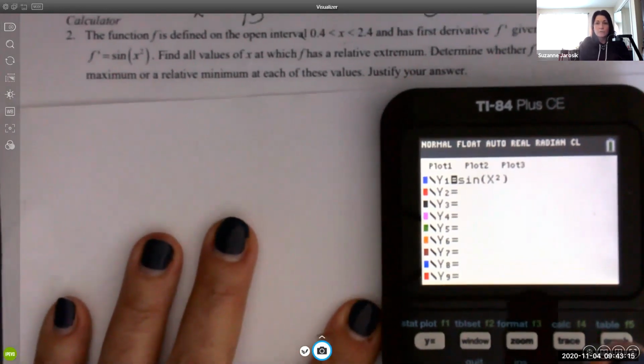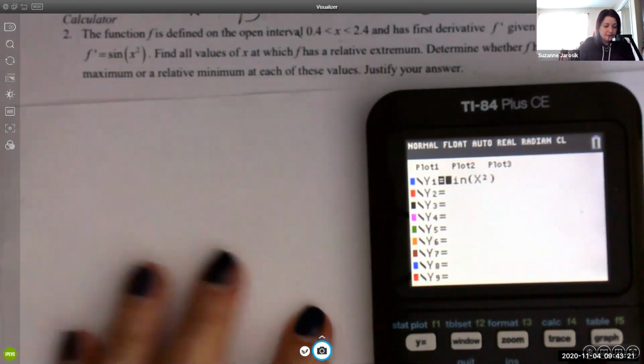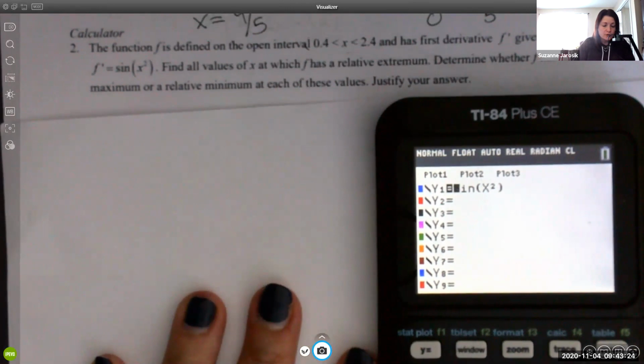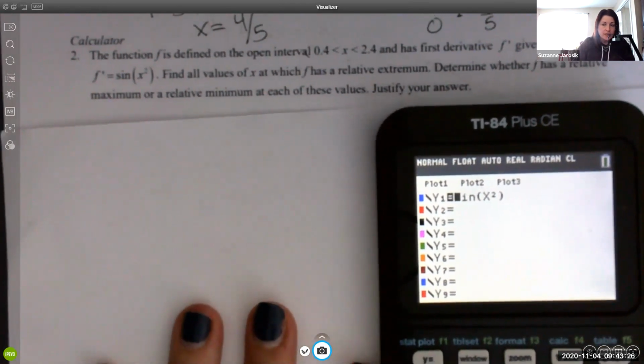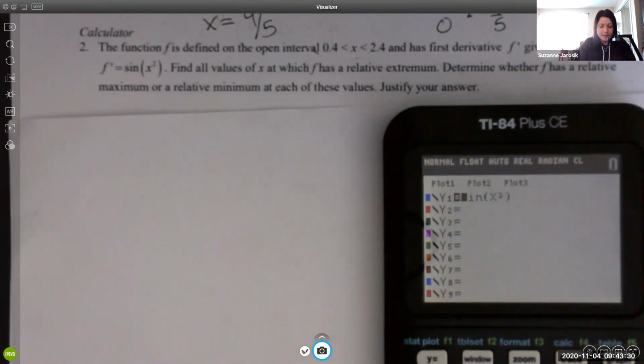Okay, we're back. Hopefully this is actually working. So the next question is a calculator question. Function f is defined on the open interval from 0.4 to 2.4 and has a first derivative given by f prime equals sine x squared.